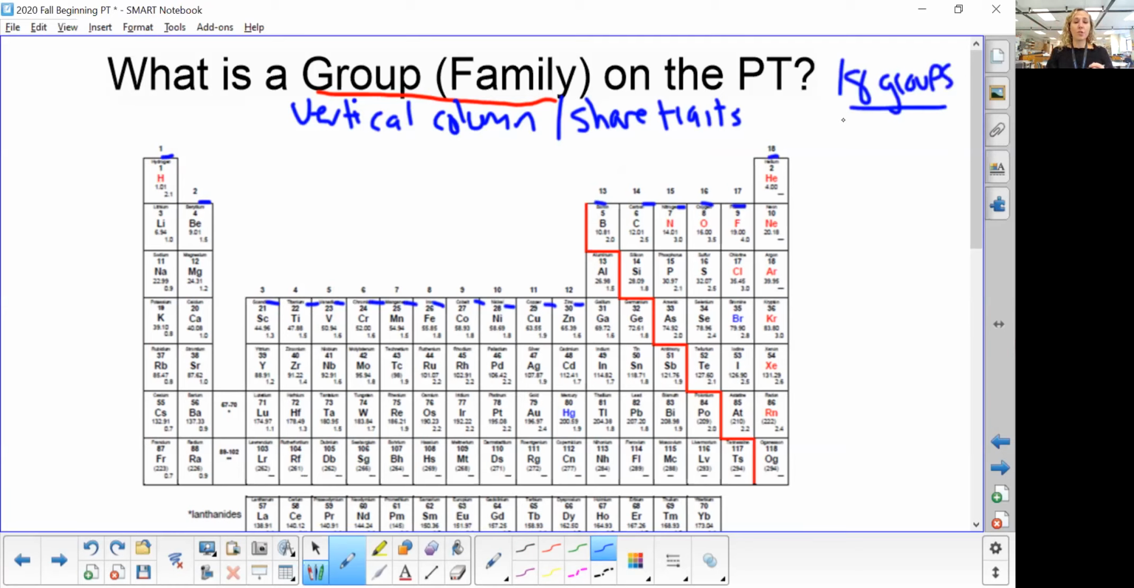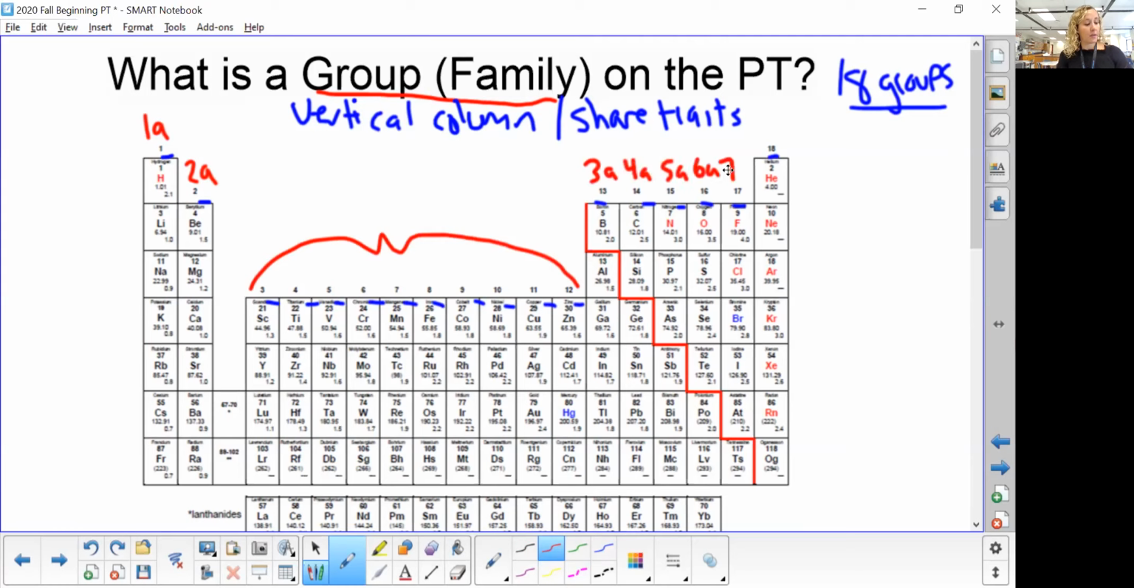Now, that's the new system, and some people will still refer to the A and B system. The other way to number the groups that you may see is this is 1A, this is 2A, okay? Then I'm going to skip this region, and then this is 3A, 4A, 5A, 6A, 7A, 8A. It's like I'm from Minnesota or something. A. I actually am, but it's A, you get it.